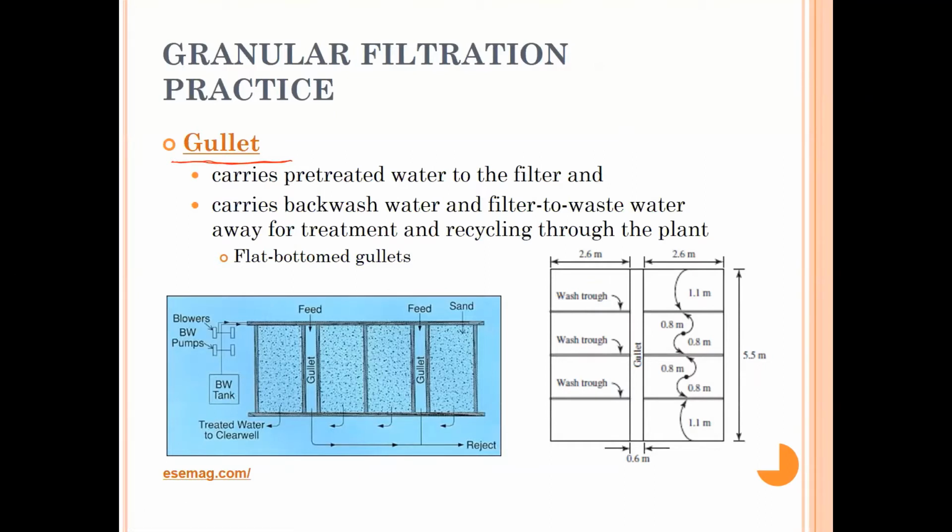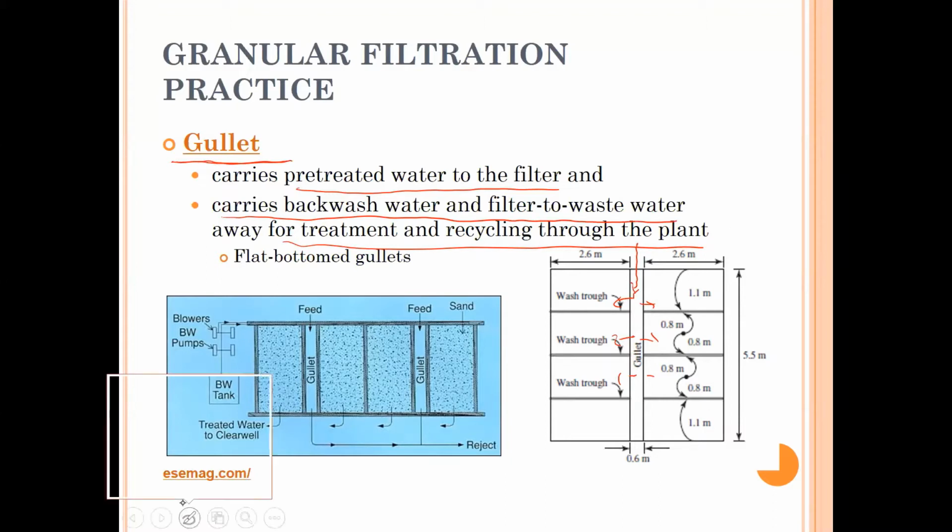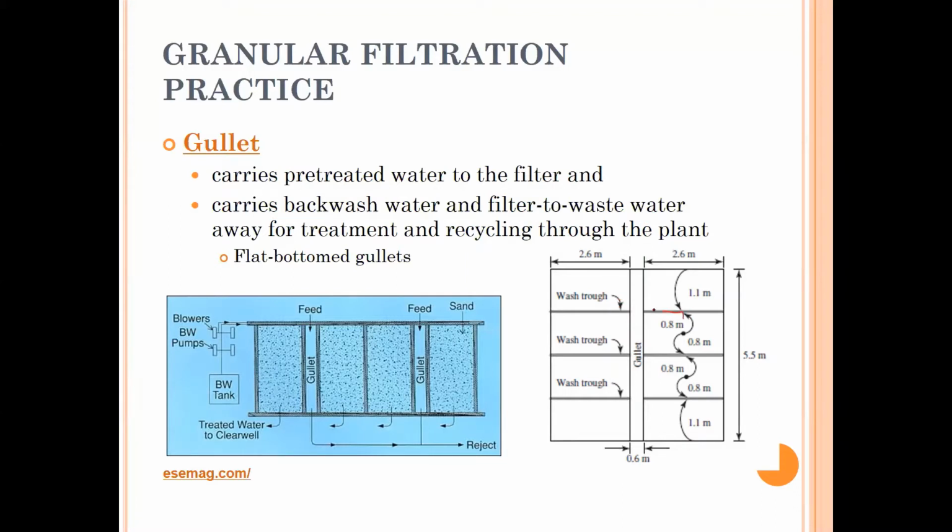Okay, this actually is a structure which carries pretreated water to the filter. So from this structure, water comes in and then goes into the filter side for filtration. During normal filtration, it also carries backwash water and filter-to-waste water away for treatment and recycling through the plant. So when we have backwashing, as I showed you earlier, water goes into the gullet, and then from the gullet it goes out for treatment and recycling.